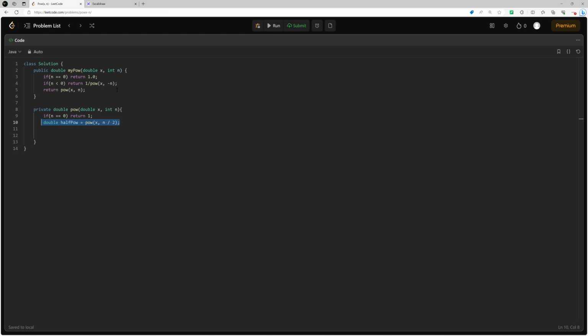Then once we receive that result, if n is divisible by 2, that means that n is an even power. Then the only thing that we have to do is multiply the two halves, basically x squared and x squared, to get, for example, x to the power of 4. But if we have x to the power of 5, it's not enough to just do x squared times x squared. We also have to multiply one more time. Basically, that's the remainder after the power has been divided by 2.